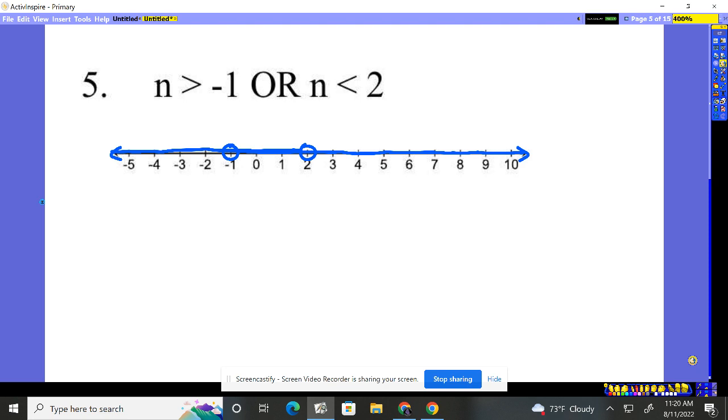Well, what happens is everybody gets shaded. So this ends up being one whole big shading. Since the 2, -1 falls in that, it gets covered. And when we're going that way, that got covered. So everybody is a solution. It's technically all real numbers. So every number fits this. Every number is bigger than -1 or smaller than 2.